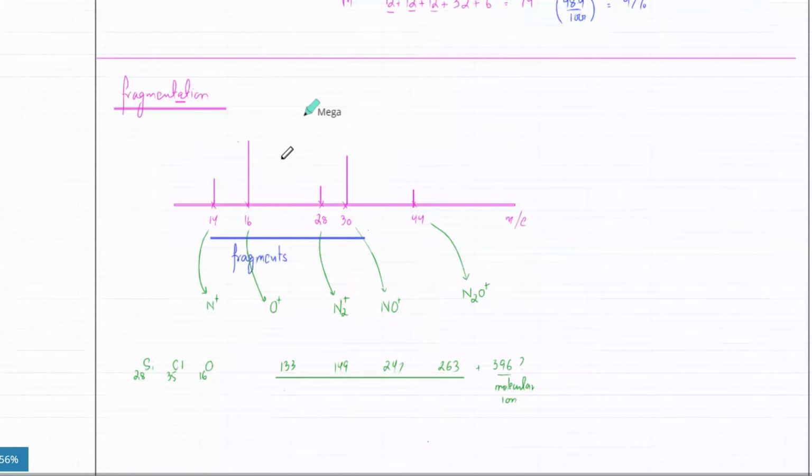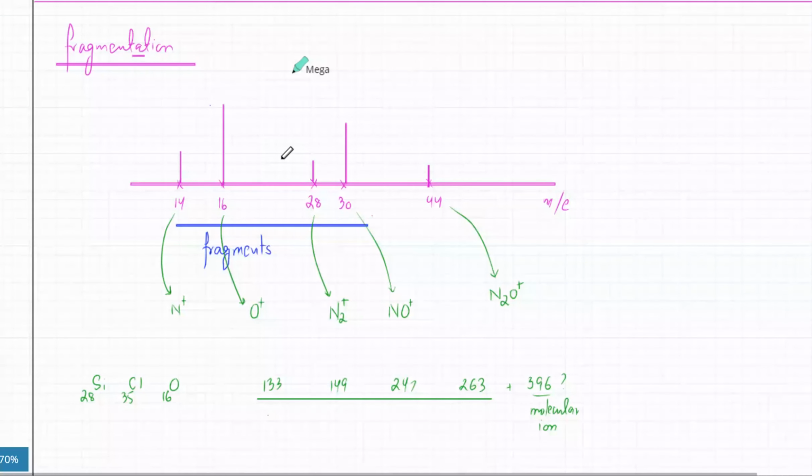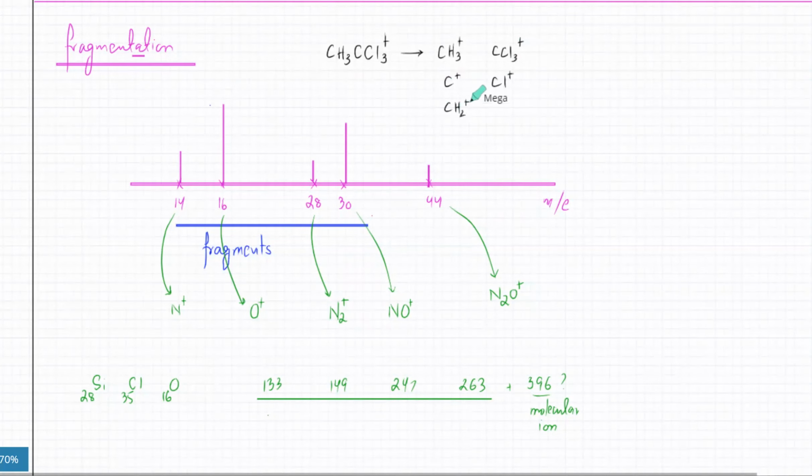Now the next thing we'll move towards in mass spectroscopy is fragmentation. I told you that whenever you have a molecule, it breaks down into very, very tiny fragments. So for example, if I have a molecule CCl3+, this molecule will break down into many tiny pieces. Maybe it breaks down into a CH3+ fragment. Maybe it breaks down into a CCl3+ fragment. Maybe a carbon atom breaks off. Maybe a Cl atom breaks off. Maybe a carbon with two hydrogens breaks off.